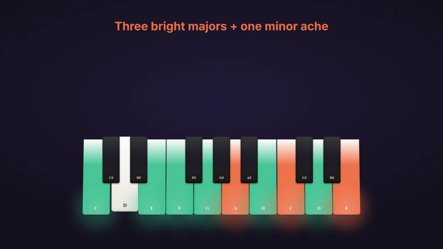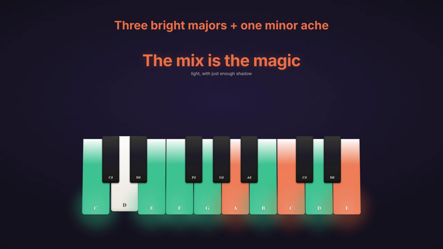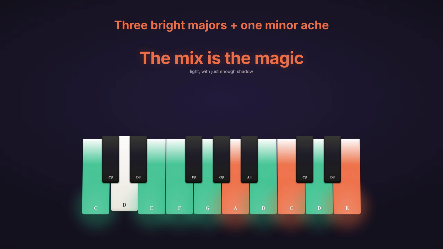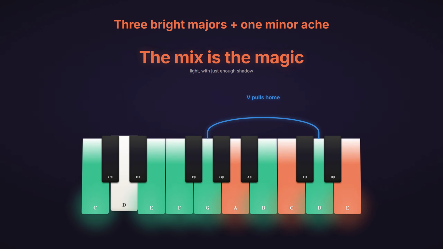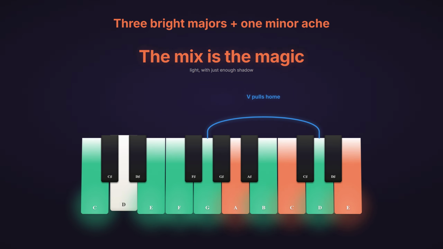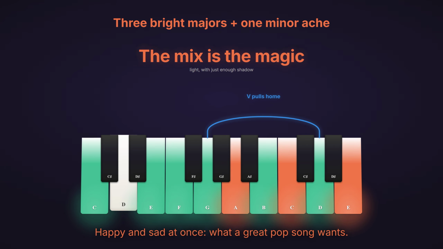Pure major would feel a little plain and sugary. Pure minor would feel heavy. One minor among three majors is the sweet spot, light with just enough shadow to feel real. And then there is the 5 chord, the G, which always leans gently back towards home, giving the loop its quiet tug that keeps it circling. Bright majors lifting you up, one minor for the ache, and a gentle pull home. Mix those together and you get something that feels happy and sad at the same time, which is exactly what a great pop song wants to be.